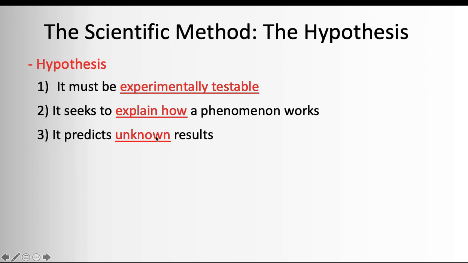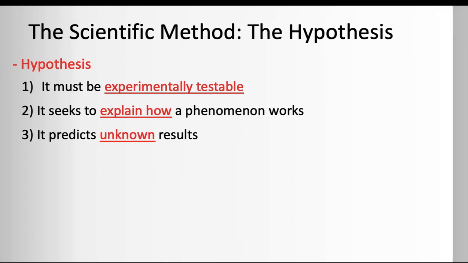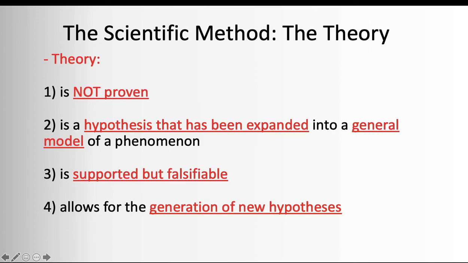Now, once we know the results, we will know whether the hypothesis was correct or not. If it is correct, then we move on to something else. We find another question that we want to answer. But if it isn't, then we have to modify the hypothesis to make sure that it matches the results from our experiment. That is the hypothesis. Now let's talk about the theory part.